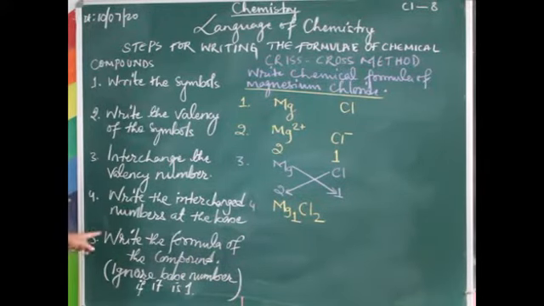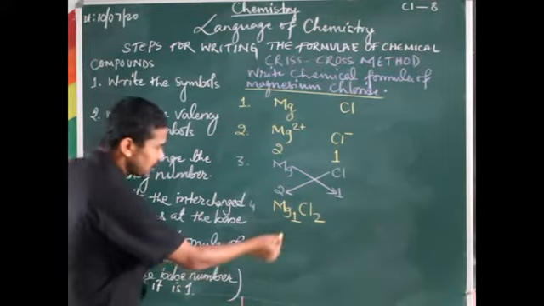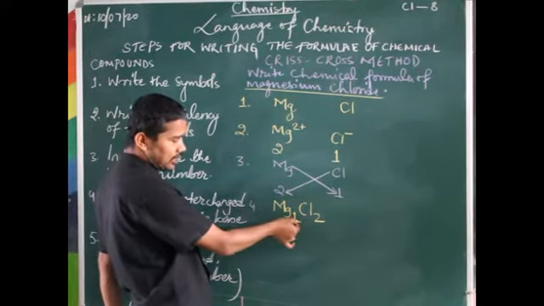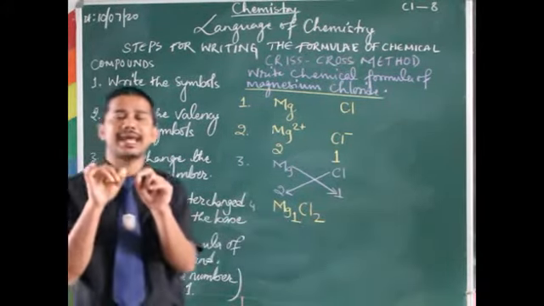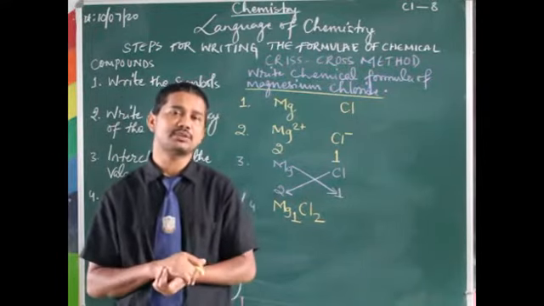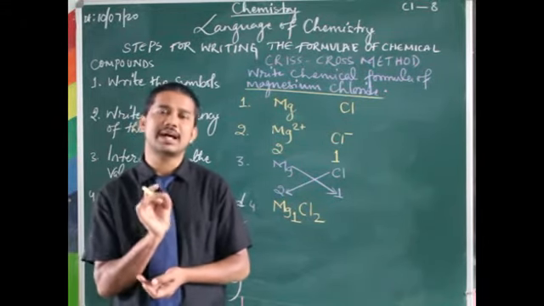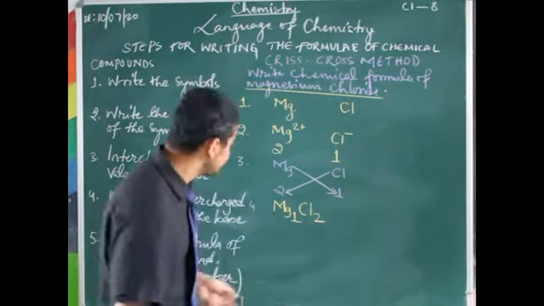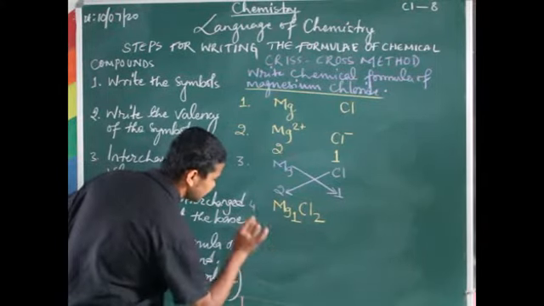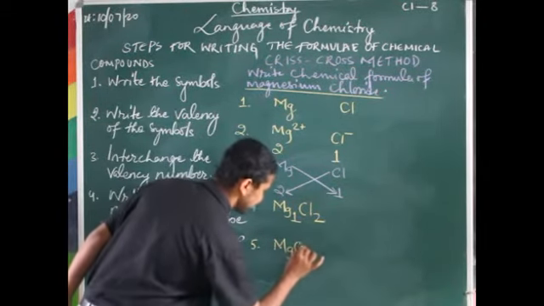Then step number 5, write the formula of the compound. Ignore the base number if it is 1. That means we'll ignore this one. Base 1 we'll ignore. Why do we ignore this one? Because if we write Mg only, it is understood that Mg means 1 atom of magnesium. So no need of writing 1. So in step 5 I will write Mg without writing 1, then Cl2.